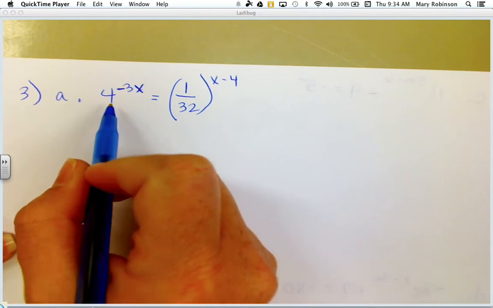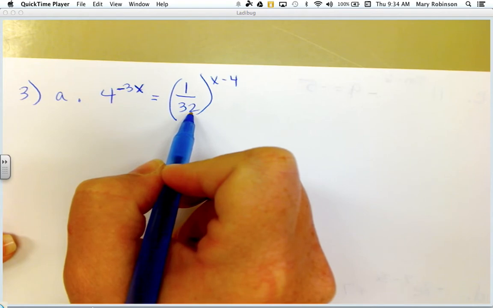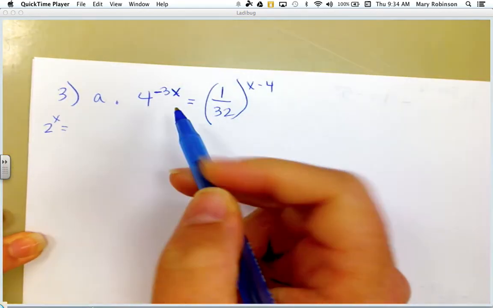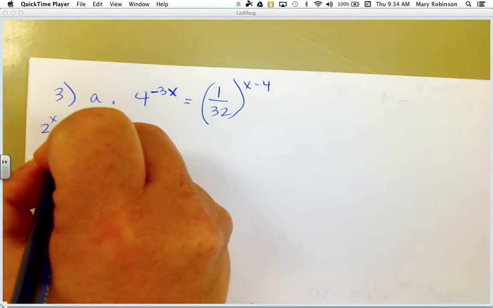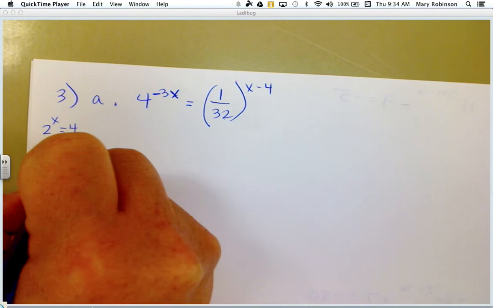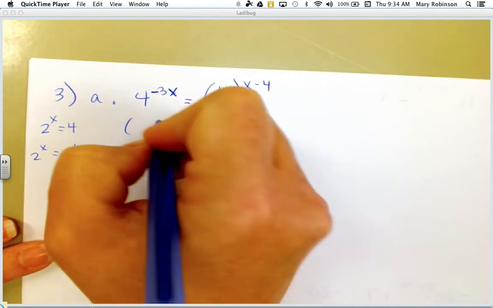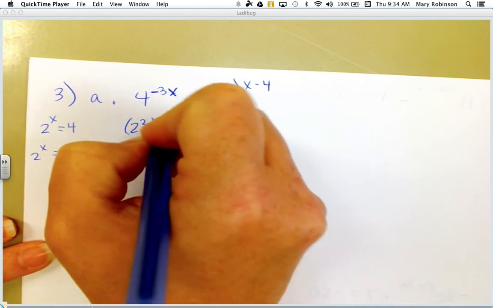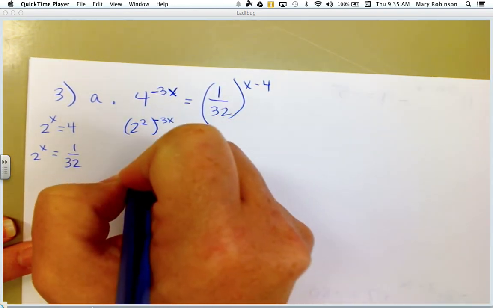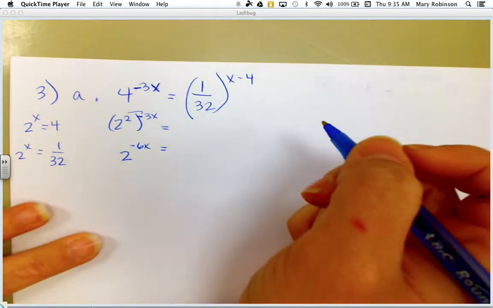So hopefully you recognize that 4 and 32 are both numbers that result from a power of 2. So 2 to the x equals 2 to the what equals 4, and you need to think 2 to what power equals 1 over 32. So 4, this is an easy one. This is 2 squared, which will, when we bring it down, become 2 to the negative 6x because we end up multiplying our powers.